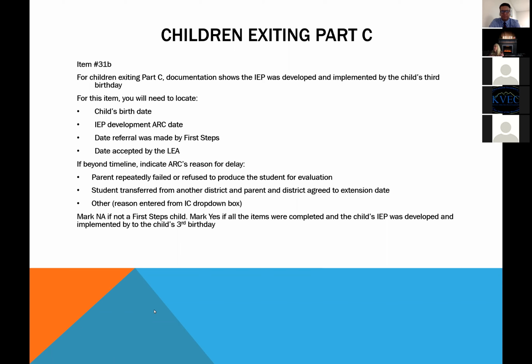Okay, children that are exiting Part C, you're looking at item 31B. For children exiting Part C, documentation shows the IEP was developed and implemented by the child's 3rd birthday. So what they're looking at for this item, you have to write down what the child's birthday was, the IEP development ARC date, the referral date made by First Steps, the date accepted by the school district, and if it's beyond the timelines, you have to indicate why.